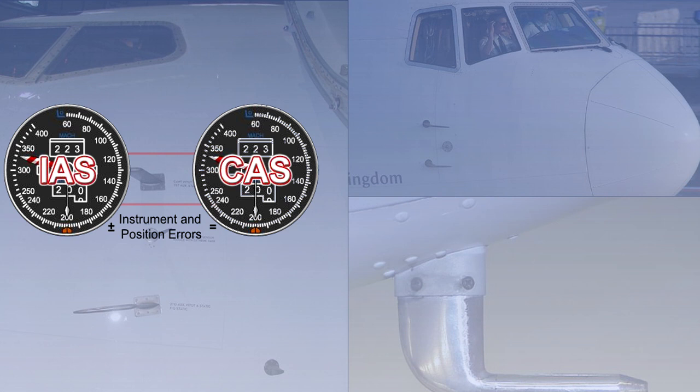Calibrated airspeed is more accurate than indicated airspeed. In large, modern commercial airplanes, the air data computer automatically corrects the pressure probe data for these errors and displays the calibrated airspeed in the airspeed indicator rather than the indicated airspeed.